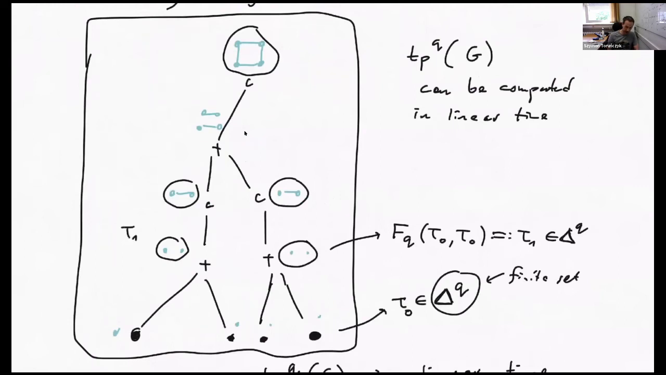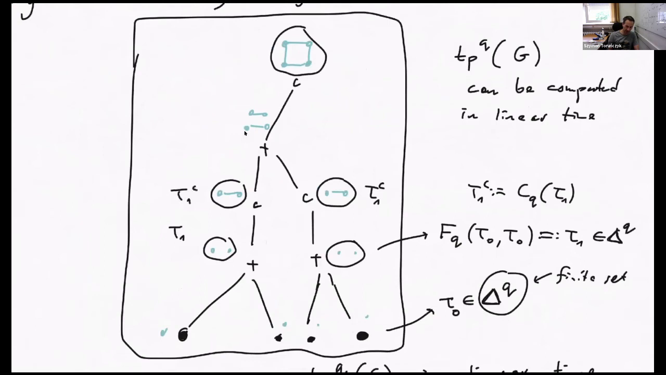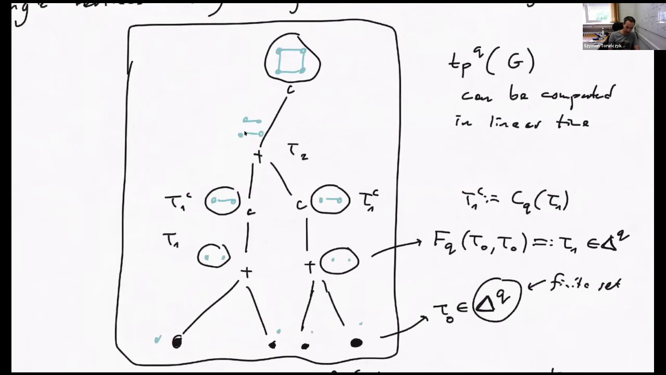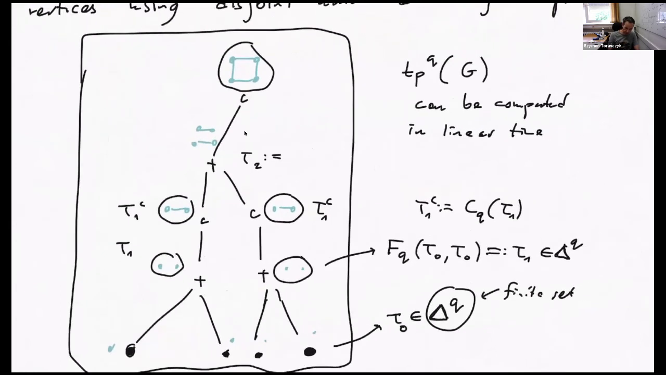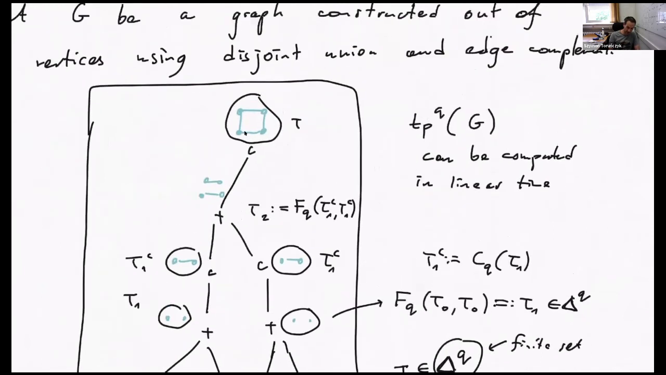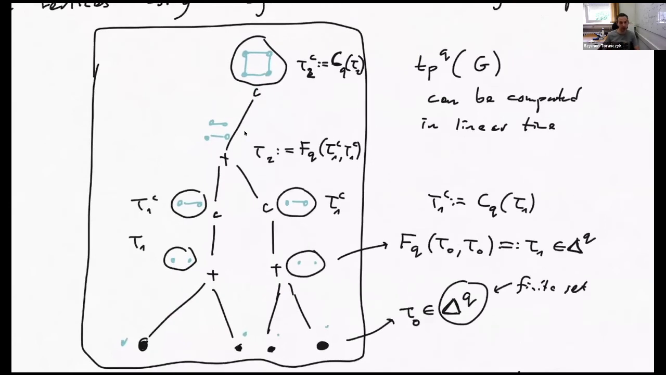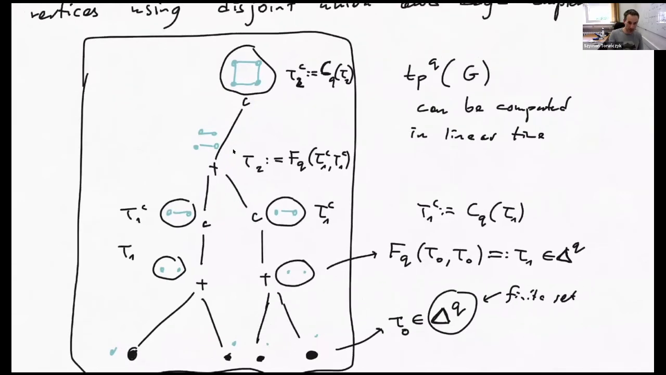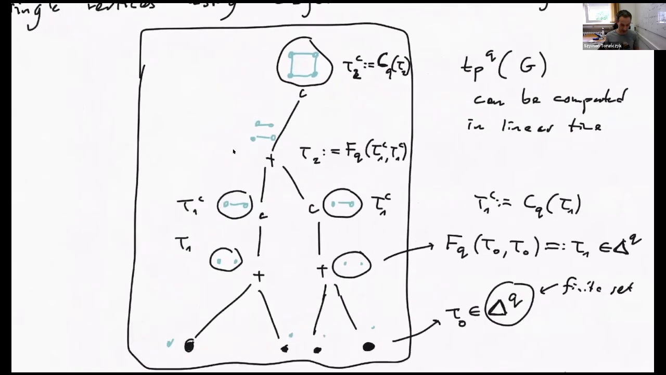So here we can compute the type again, and then we can compute the complement type by using the complementation function applied to tau one. And then we can compute the type, let's say tau two, which is the type of those two edges. Again, we apply the same function FQ to tau one C and tau one C. We do this again in constant time, and then in the end we apply complementation again, by applying the other function in constant time. So by applying those two functions, depending on the type of operation which was performed, disjoint union or complement, we can compute, by processing the tree from leaves to the root, the type of the whole graph of any fixed quantifier rank Q. So Q is fixed.